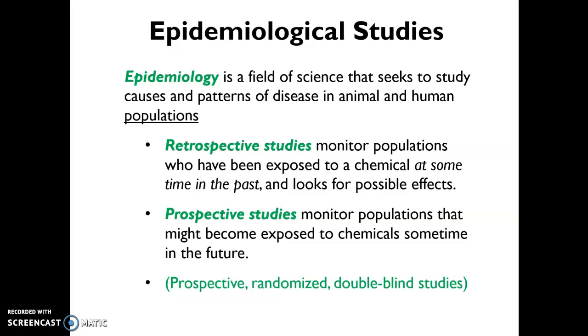There are several types. The first type is a retrospective study, which monitors populations that were exposed to a chemical at some time in the past and looks for possible effects. So I have an example for you of a retrospective study, and this is also an example of environmental justice or injustice. So in the mid-1980s in Bhopal, India, there was a fertilizer plant that was owned by an American company called Union Carbide. And one night, in the middle of the night, they had a nerve gas release.